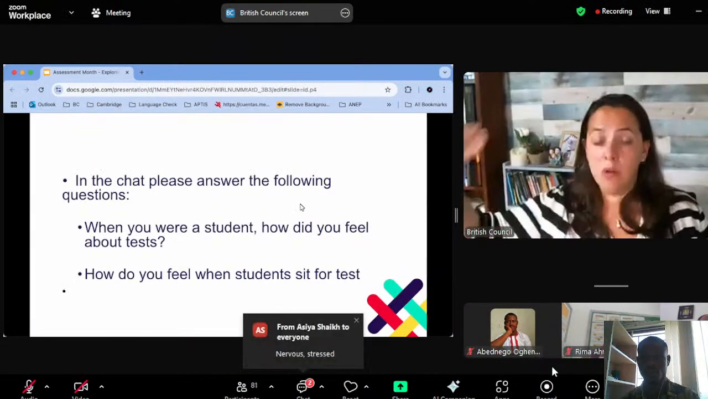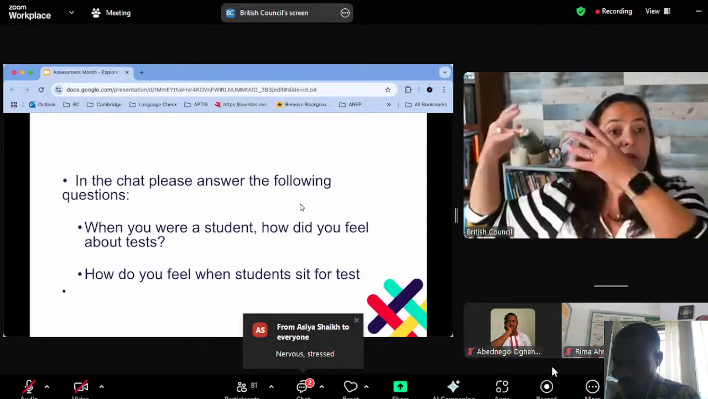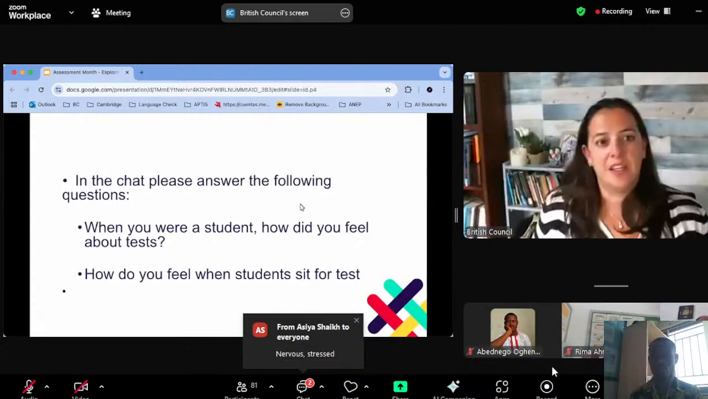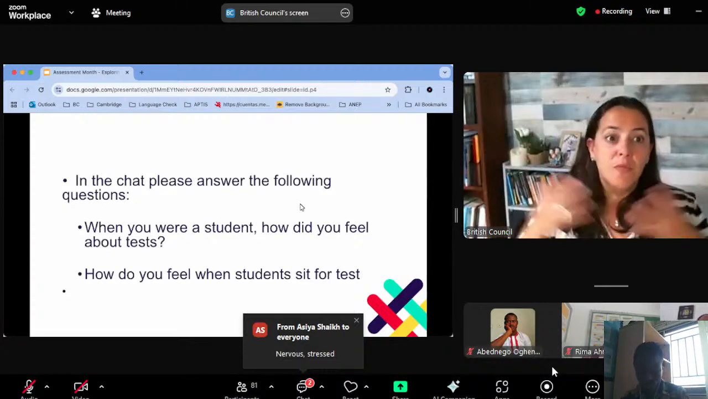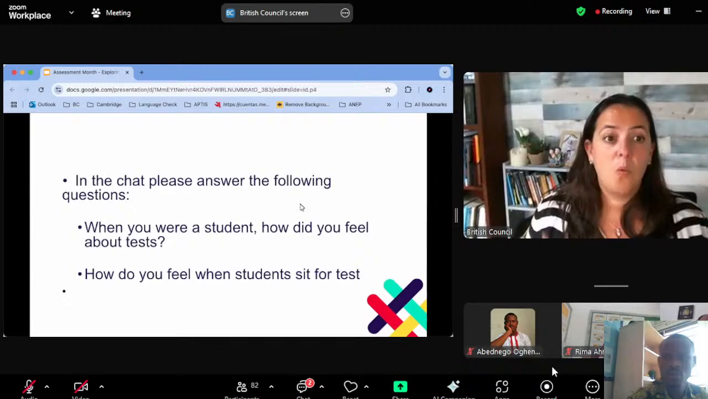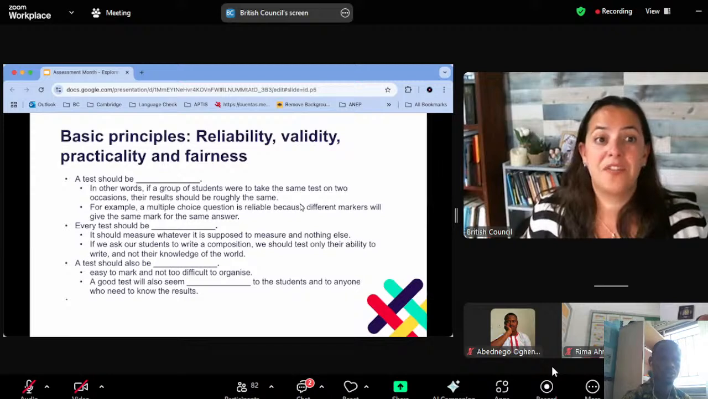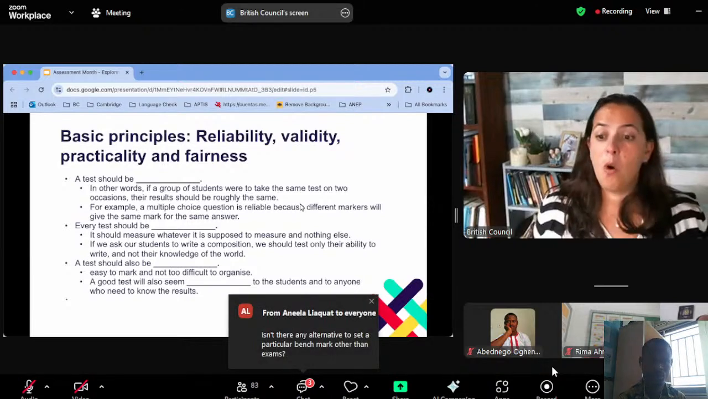It's just one more process. Should we remove the sole pressure? Yes, definitely, but not remove everything. So what should we be looking at? Now, we know there are basic principles of testing.